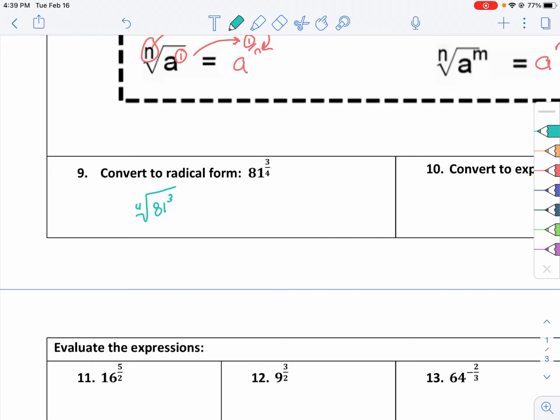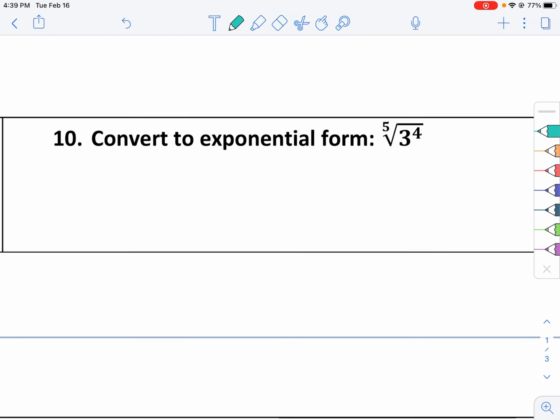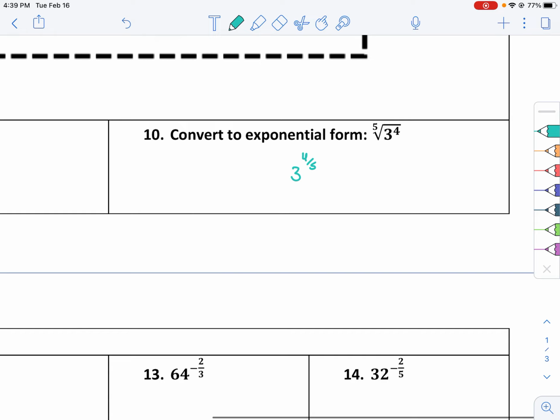Okay. Convert the next one to exponential form. So this is saying 3 to the 4/5 power. The index always goes on the bottom, the power always goes on the top.